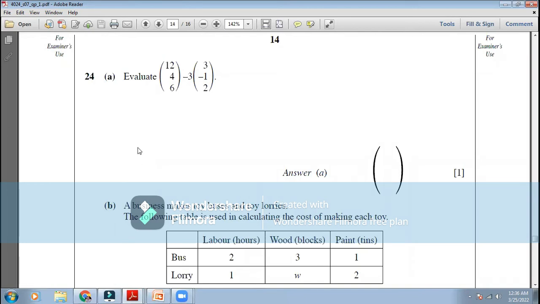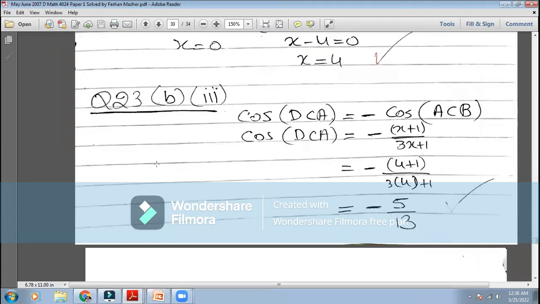Now question number 24 is coming up on your screen. It says evaluate. So here 3 rows, 1 column, 3 rows, 1 column. Here you have minus 3, which is multiplying with it, and we have to solve it. So this 3 will multiply with these members, and then they will be subtracted from each other. Let me show you.